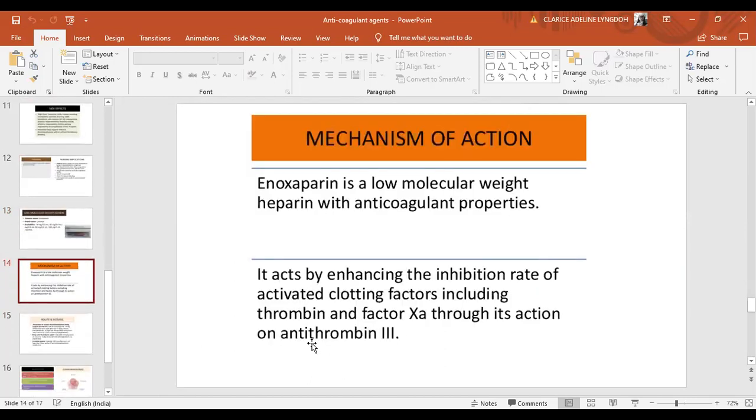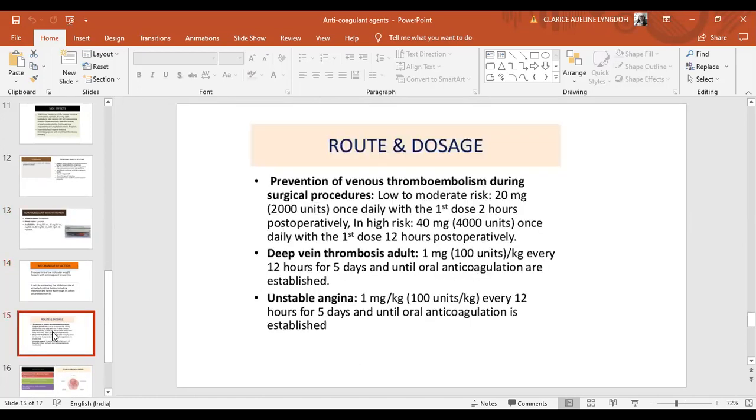So the mechanism of action: enoxaparin is a low molecular weight heparin with anticoagulant properties. It enhances the inhibition rate, meaning it tries to increase the stopping action against the clotting factors, that is factor 10A, including thrombin. Then the route and dosage. So when do we give it, also with the indication.